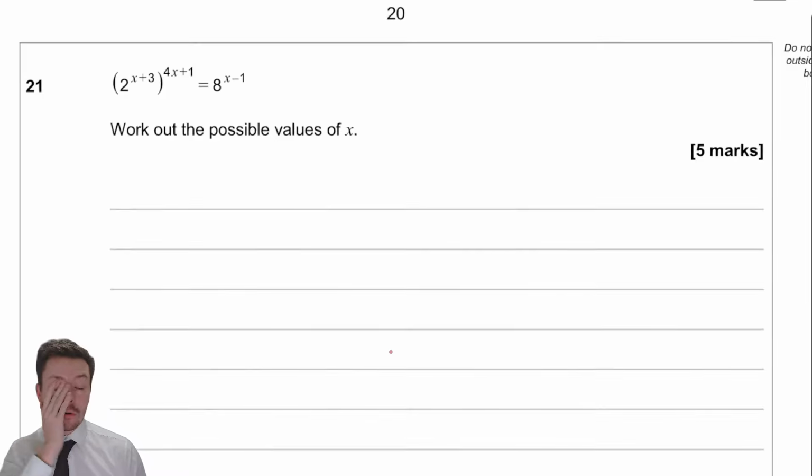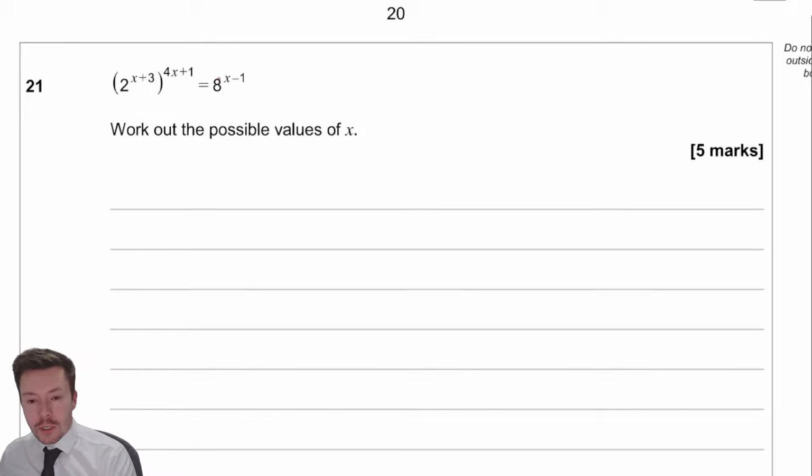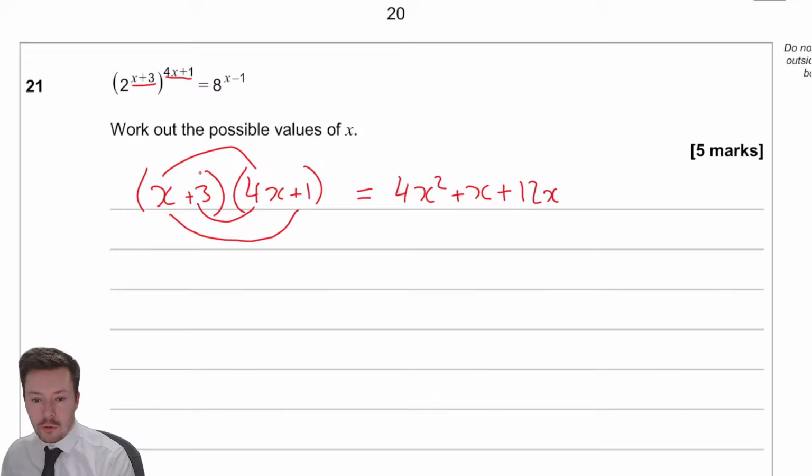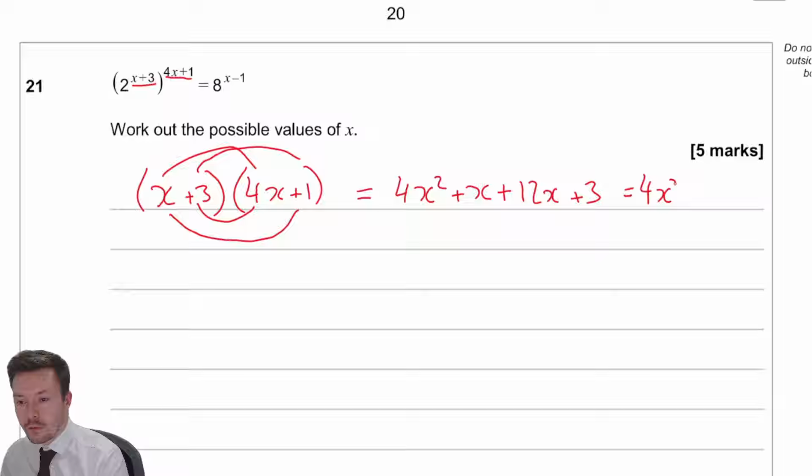Right, question 21, quite a nice question because it's to do with indices, and I quite like indices personally. Now here we've got an index inside and outside your brackets, so we need to multiply them. So let's do that bit first and not rush it too much so we don't make a mistake. X times 4x is 4x squared, and then we've got x times 1, which is x, 3 times 4x, which is 12x, and then we've got 3 times 1, which is 3, so that is 4x squared plus 13x plus 3.